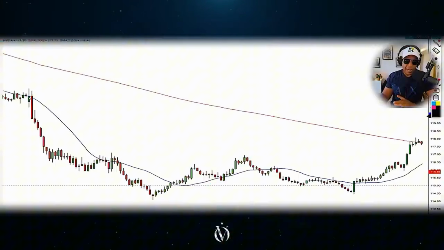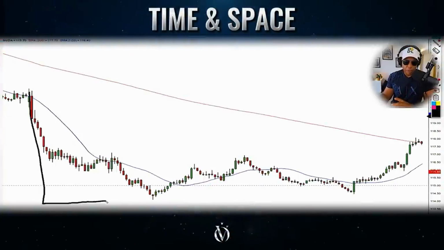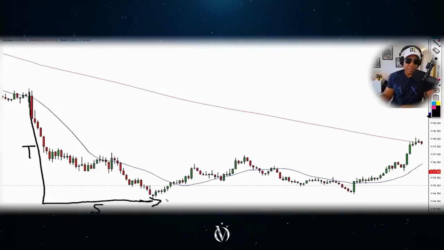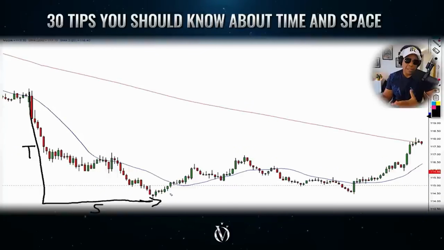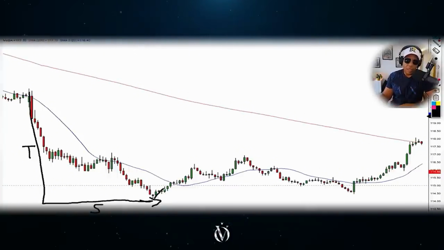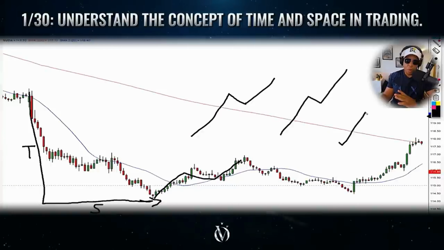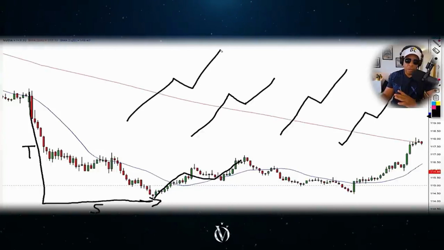I want you to understand that this drop created time and space. And as you can see from here to there, time and space are relatively equal. Relatively equal. And there was a play to be had here. Boom. And there's your two-part play. I'm always going after that. 1, 2, 3.